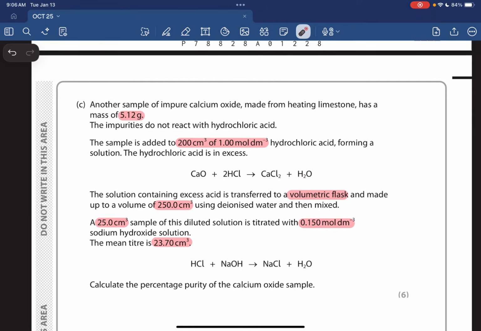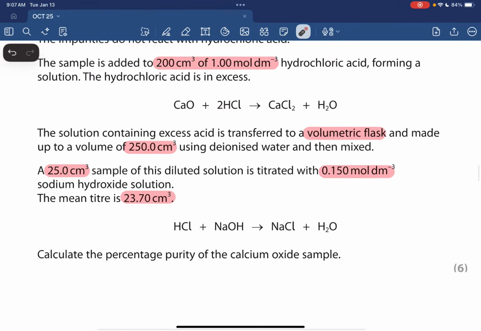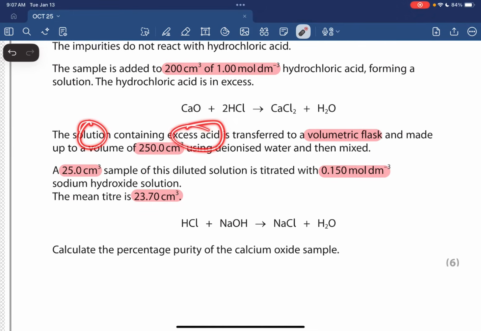Another sample of impure calcium oxide made from heating limestone has a mass of this. This is the mass of the impure sample. The impurities do not react with hydrochloric acid. The sample is added to 200 centimeter cube of this concentration of HCl, forming a solution. The hydrochloric acid is in excess, which means that even after the reaction with the products, there is going to be some HCl left. Now, the solution containing excess acid is then transferred into a volumetric flask and made up to 250 centimeter cube. You're basically diluting the solution using deionized water and then mixing together.